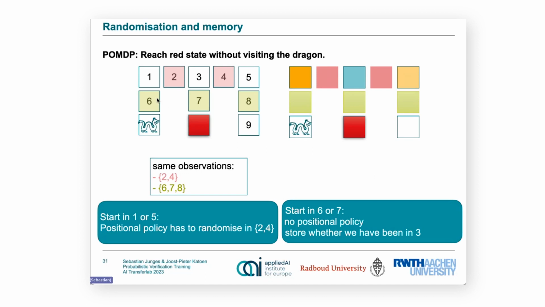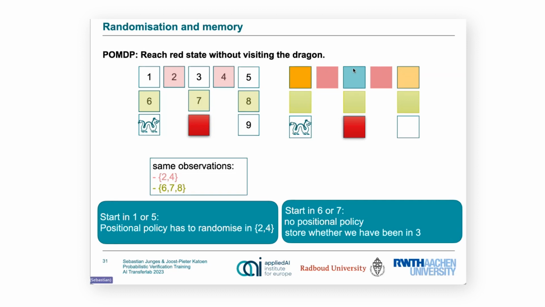Now, if you start in state 6 or 7, then there is no positional policy, because if we would say that we, with some probability, actually go down, then we would reach the dragon with some probability. We absolutely do not want to do so. So here you can no longer play positionally, and you actually have to store something. For example, the information whether you've been in state 3.